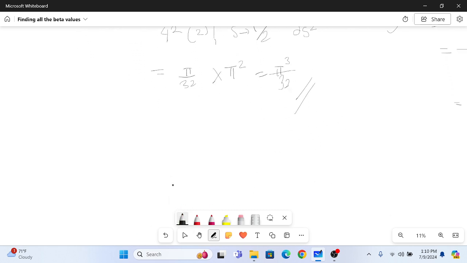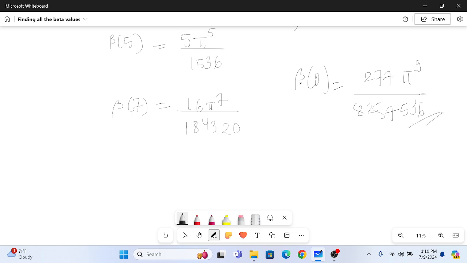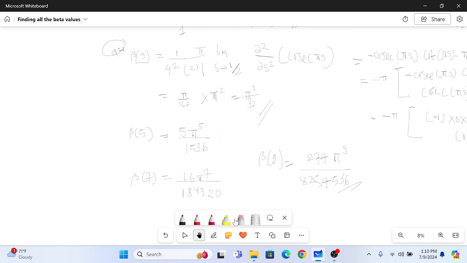Now similarly by this algorithm we can also find beta of 5. Yes, I have already found out the values, and this comes out to be 5 pi to the power 5 by 1536. Yes, similarly we can find beta of 7, which comes out to be 16 pi to the power 7 divided by 184,320. Similarly beta of 9 comes out to be 277 pi to the power 9 by 8257536. These are some values, and I hope this does satisfy your desire to learn.